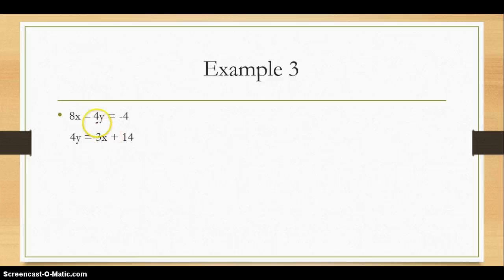Example 3. 8x minus 4y equals negative 4, and then 4y equals 3x plus 14. Going back to what I originally said in example 1, I said to always make sure that you are in standard form. So we're not in standard form right now, so we have to make sure we're in standard form.